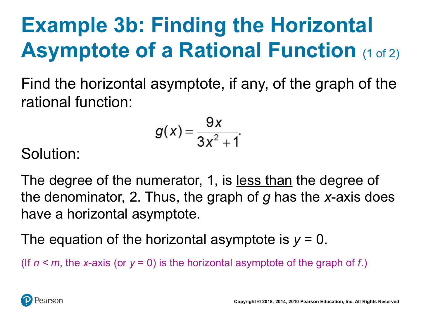Okay, now this one, the degree of the numerator is just a 1, which is less than this 2 here. So the graph of g has the x-axis, and it does have a horizontal asymptote. So this is supposed to say is the horizontal asymptote there. So the x-axis is the same as y equals 0. And we got that from this. If n is less than m, the x-axis, which is also known as the y equals 0 line, is the horizontal asymptote.